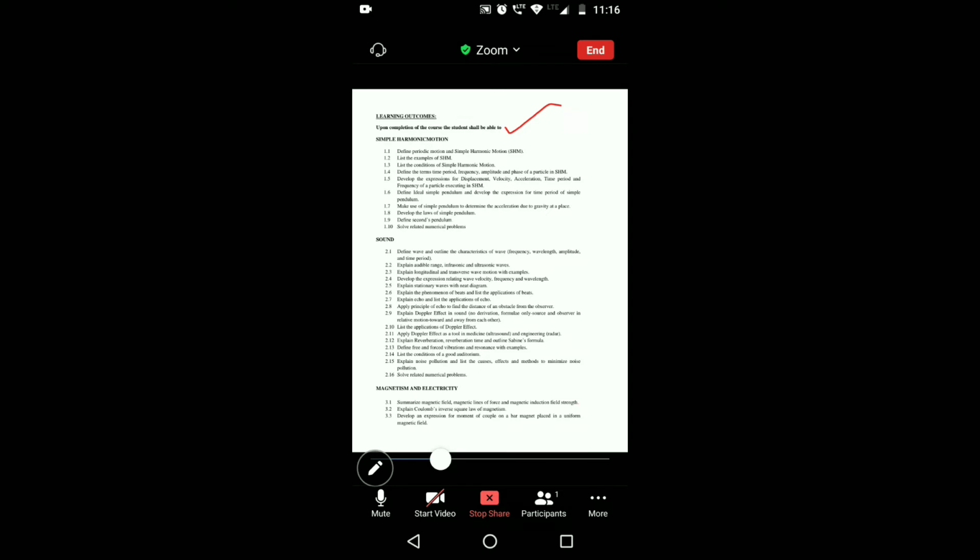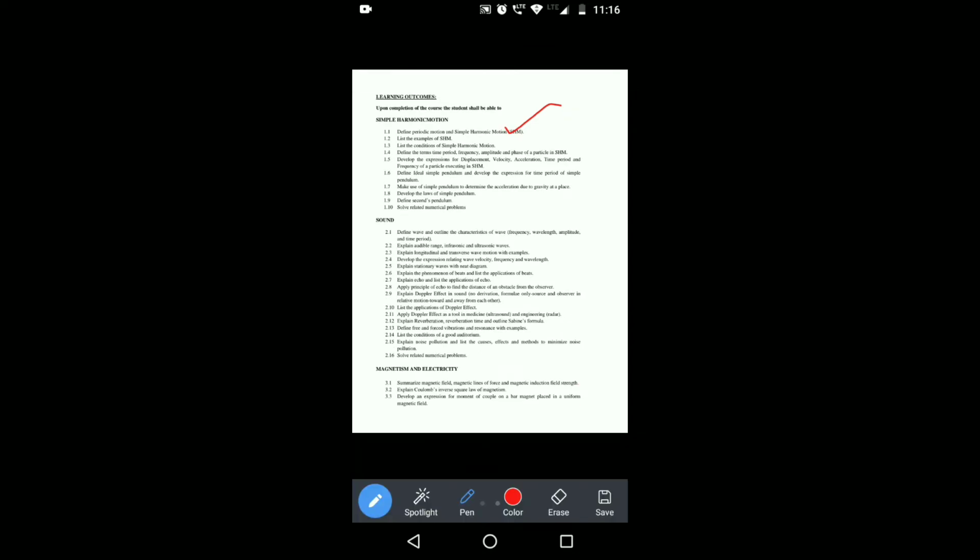Now see here, learning outcomes. These are very important learning outcomes from the first unit. First, 1.1, define periodic motion and simple harmonic motion. In your notes, all of you write one by one like that. It means from simple harmonic motion, these are the concepts we will study. First one is define periodic motion and simple harmonic motion. List the examples of SHM. List the conditions of simple harmonic motion. Define the terms time period, frequency, amplitude and phase of a particle in SHM. It means like that one by one we will discuss.